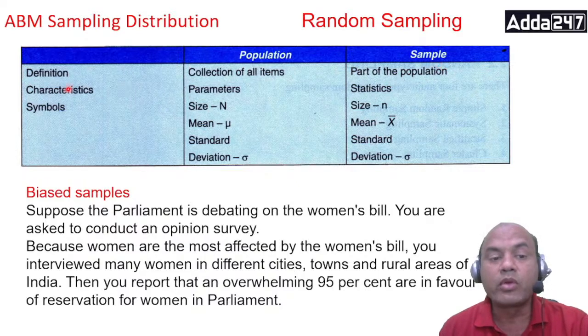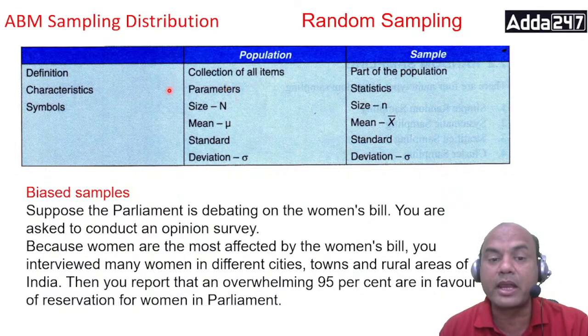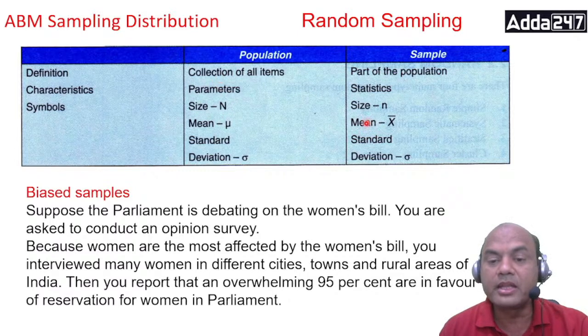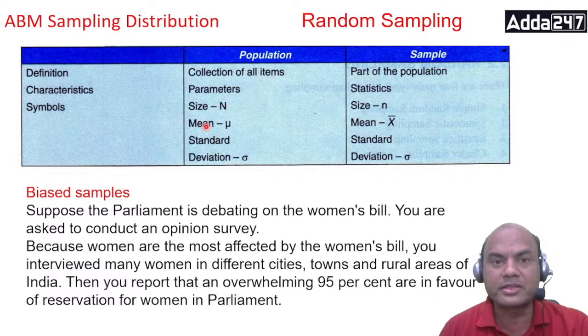What are the characteristics? Suppose I take the mean, mode of the population, it is called a parameter. Suppose I take the mean, mode of the sample, it is called a statistic. See here, the mean and standard deviation of the population are known as parameters. The mean and standard deviation of the sample are known as statistics. We have various other statistics and parameters.